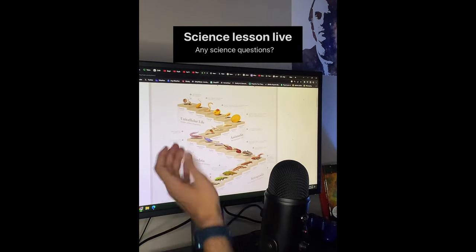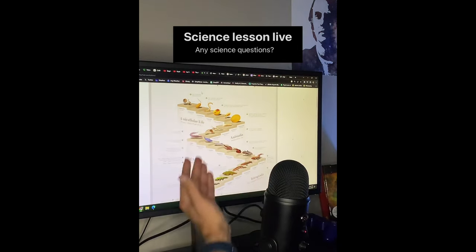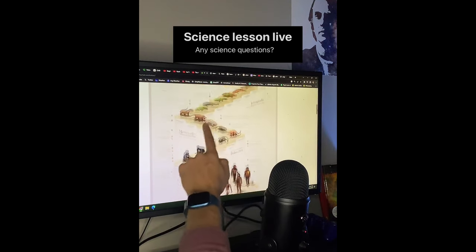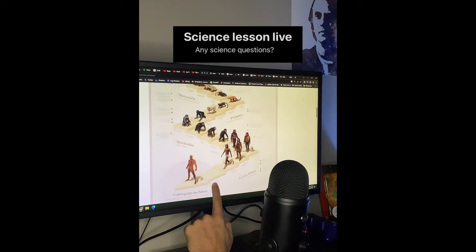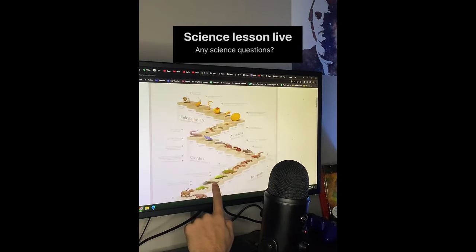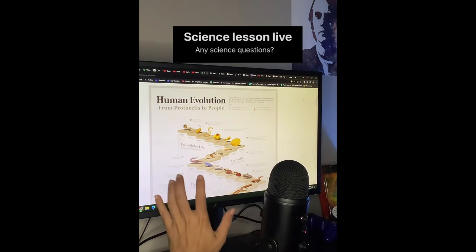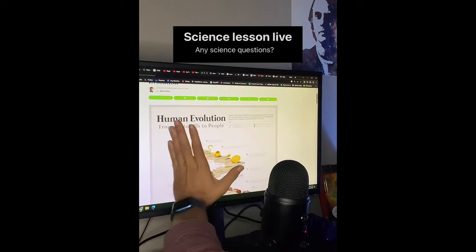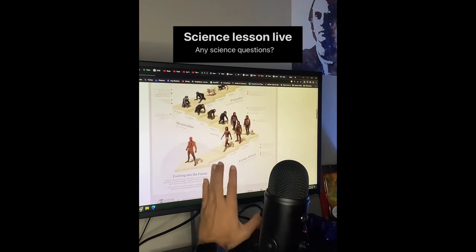Life emerges, right? And look at the journey it takes. This is amazing. Fish, reptiles, mammals, apes, human. And remember, this is 4 billion years of evolution in one picture, right? This is one picture of the way in which our ancestors became us.